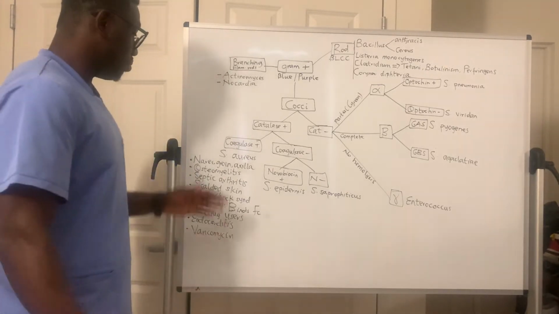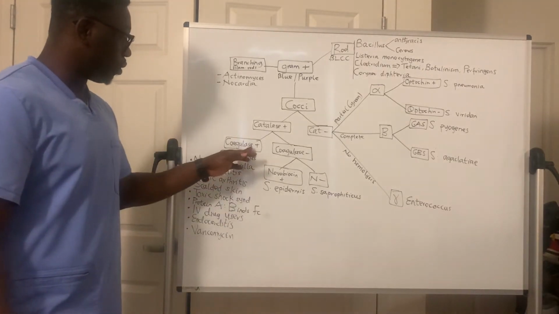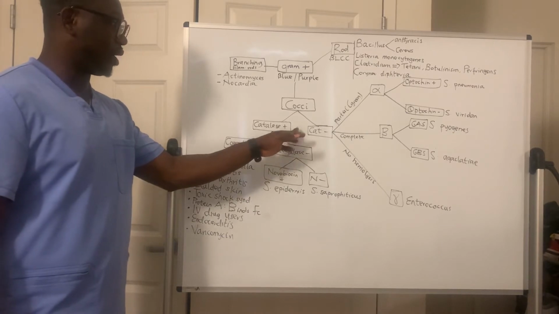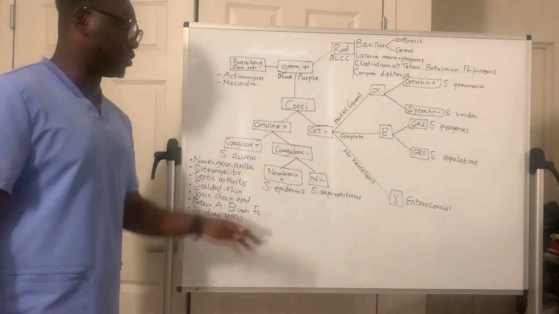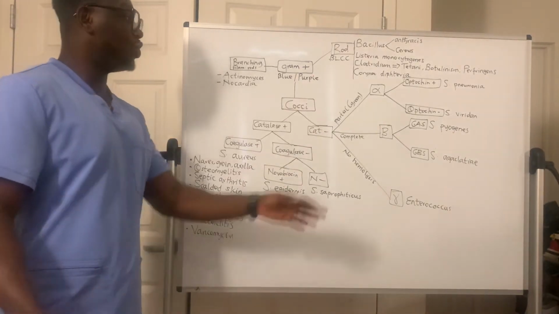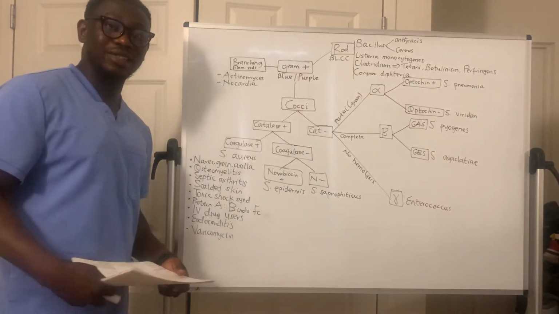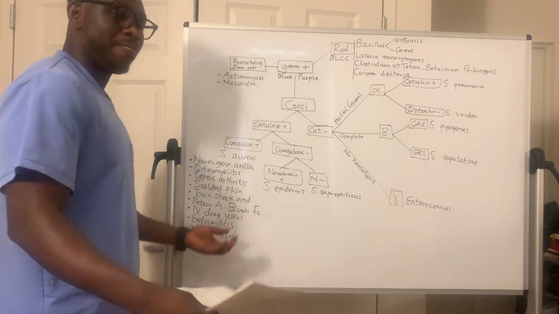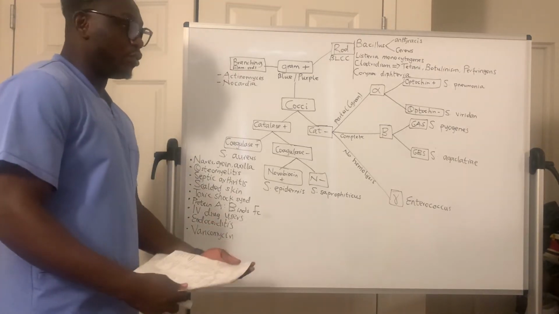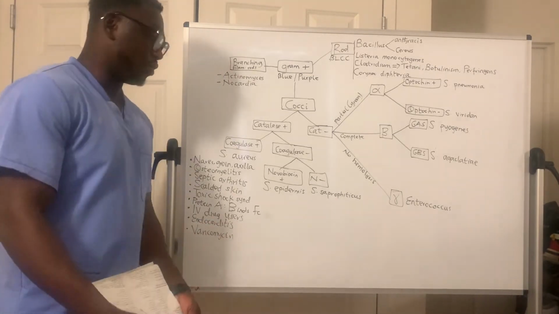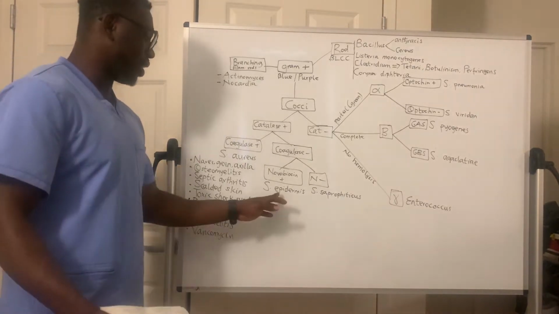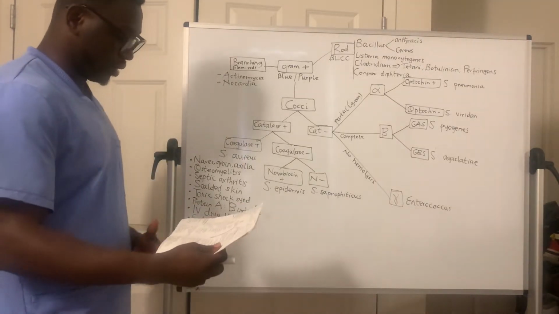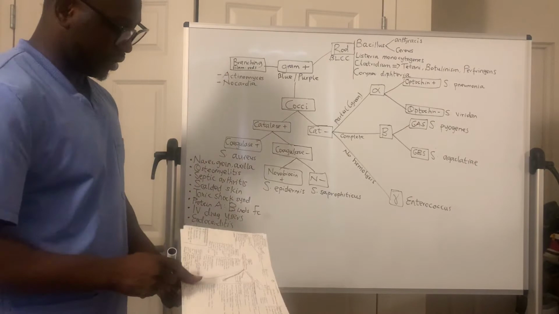Why? Because besides knowing this, you also know it's coagulase positive, catalase positive, gram-positive cocci, blue or purple in color, made up of teichoic acid and a thick peptidoglycan layer. You know all this, you're going to get every Staph aureus question right. Okay, now let's move on to the next bacteria, which is Staph epidermidis.